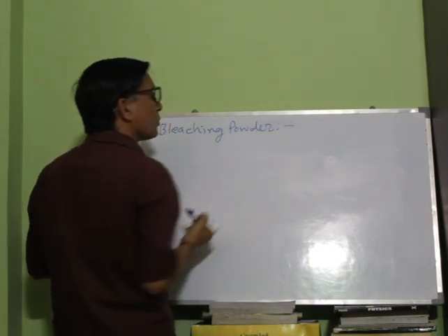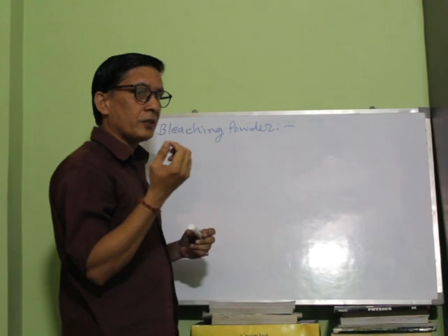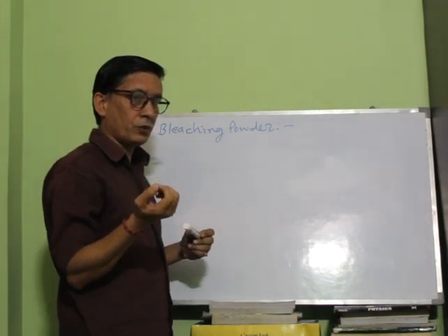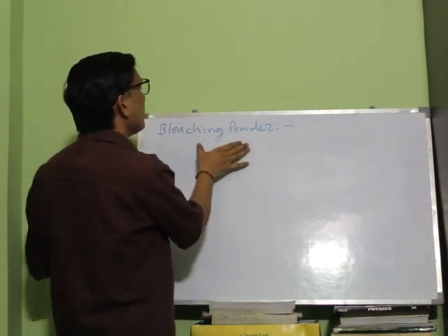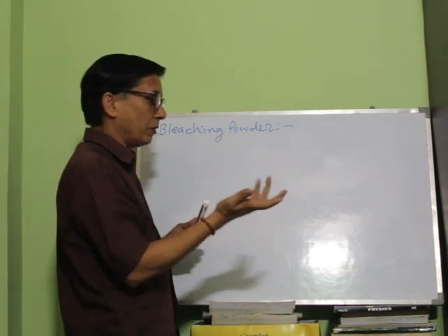Bleaching powder is used to bleach clothes, especially cotton and linen clothes. The hardness on those clothes, cotton and linen, is due to the bleaching powder. It creates hardness in paper too.